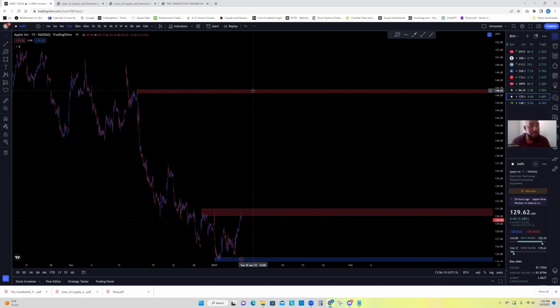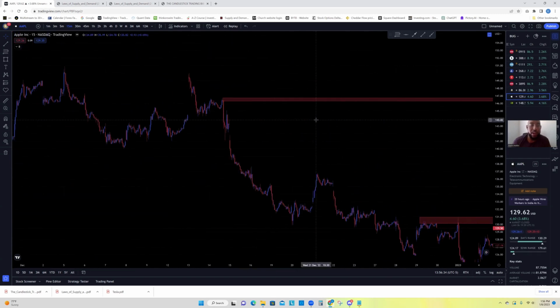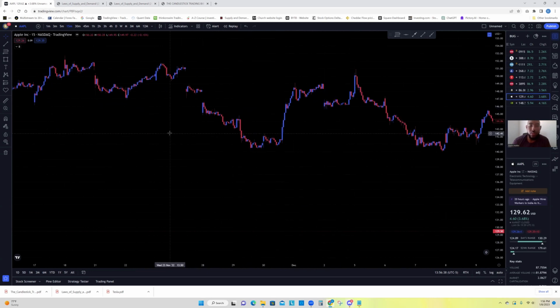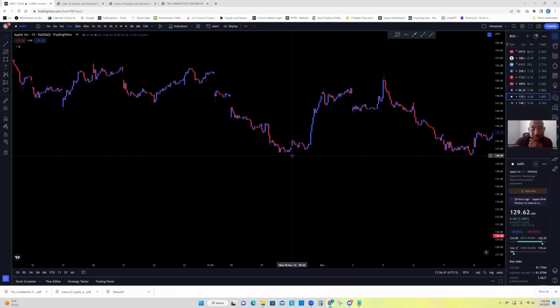So when we draw supply and demand, sometimes price doesn't reach those areas for a while, which lets us know that that's a strong area. We can spot supply and demand zones all over the place. The market moves up, the market moves down. So let's see if we can find something else.